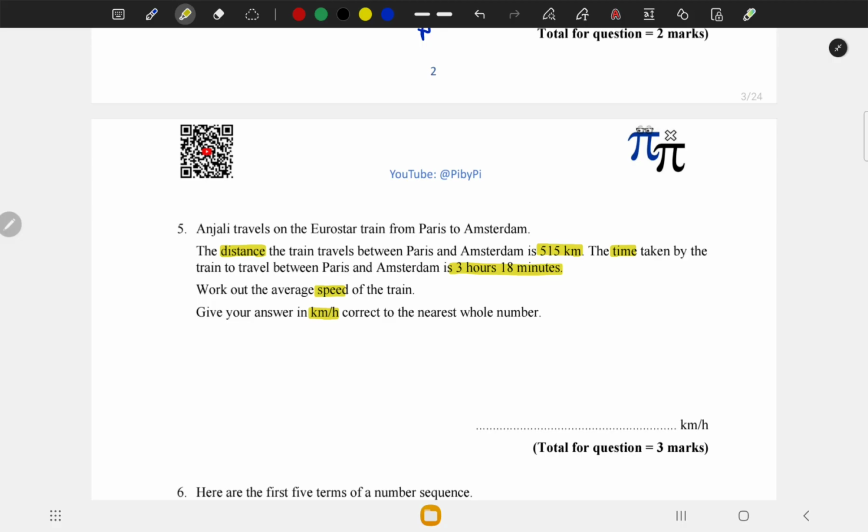So you should know the relationship between distance, speed, and time. And you should know that whenever we're looking for the speed, it is gotten by taking the distance divided by time.